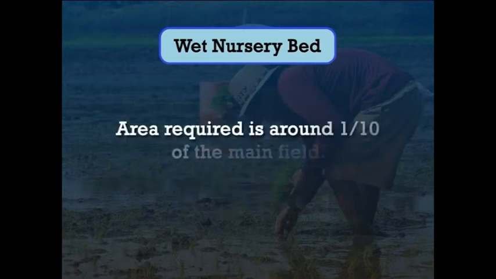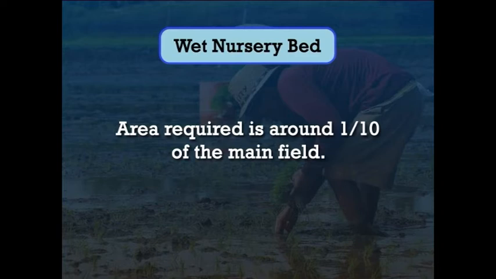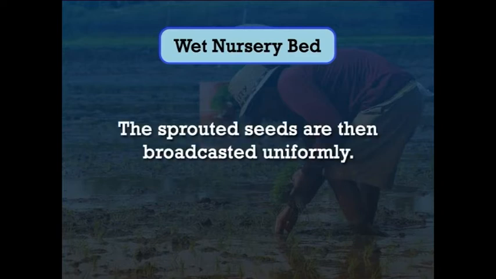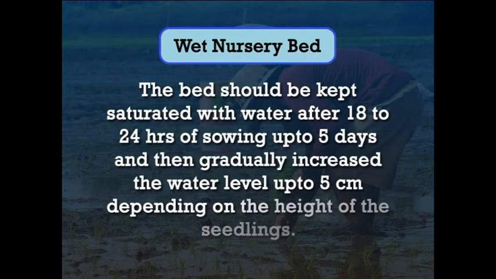Area required is around 1/10 of the main field. The sprouted seeds are then broadcasted uniformly. The bed should be kept saturated with water from 18 to 24 hours after sowing up to 5 days, and then the water level is gradually increased up to 5 cm depending on the height of the seedlings.